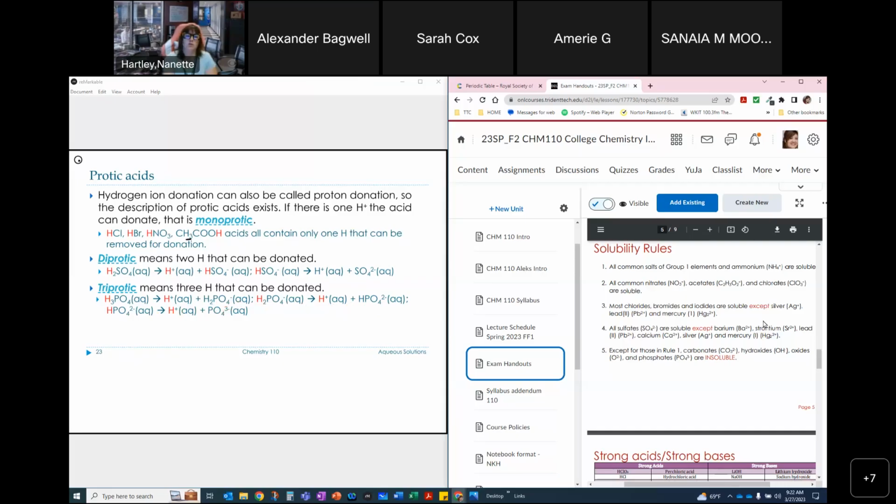Okay, so that's what we mean by protic acids: monoprotic, diprotic, triprotic. Polyprotic just means more than one. Anything 2 still qualifies. Okay, so that's our terminology with protic acids.